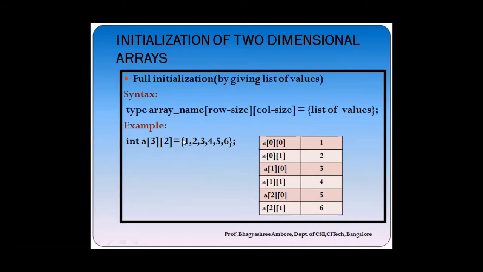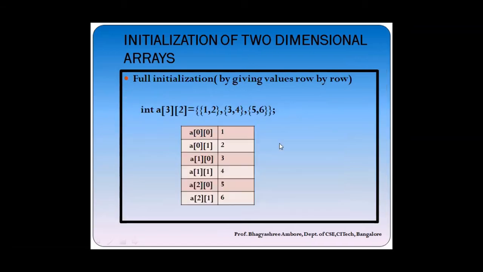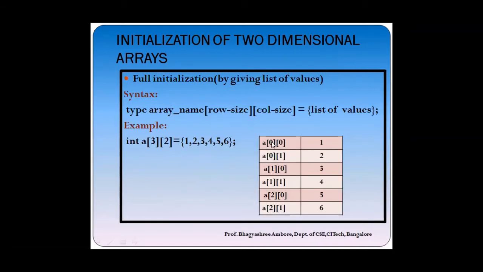The first value will be assigned in the first position, that is A of 0, 0. The second value will be assigned in row 0, first column. The third value will be filled in first row, 0th column, because I said here only 2 columns are there. I said 3 rows, 2 columns. This is the first row, this is the second row, and this is the third row. It fills the values row by row.